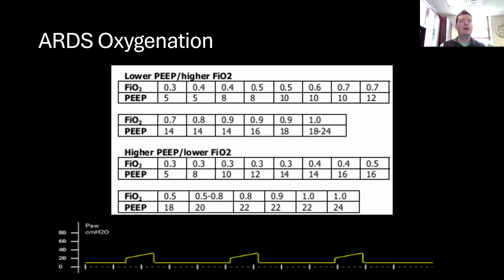So for these patients, our goal is not going to be 100% saturation. It's probably going to be more in the range of 88 to 95%. And if we have them saturating there, we'll be happy.